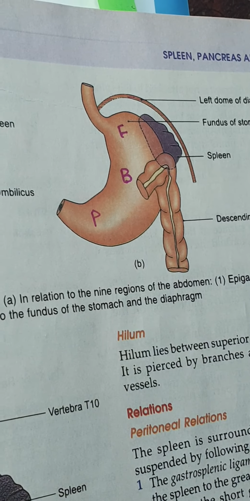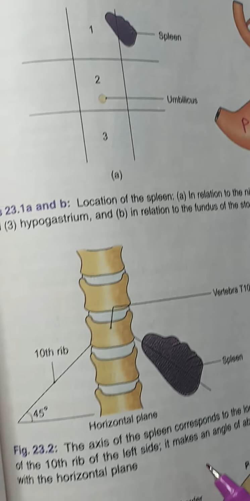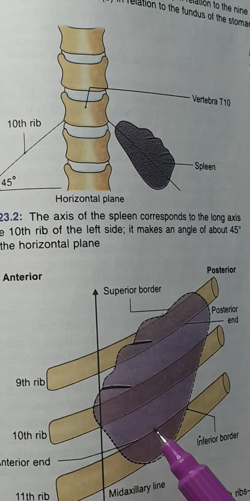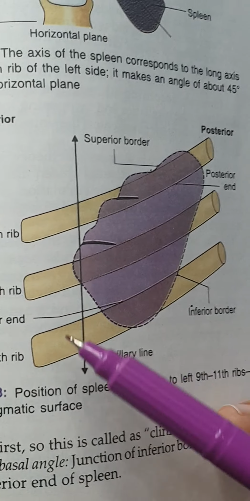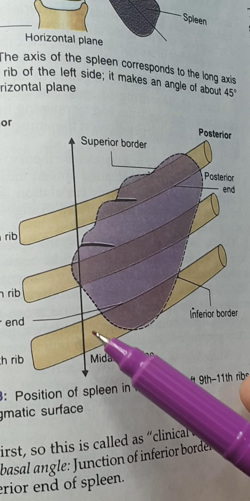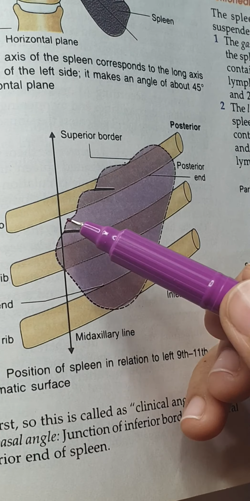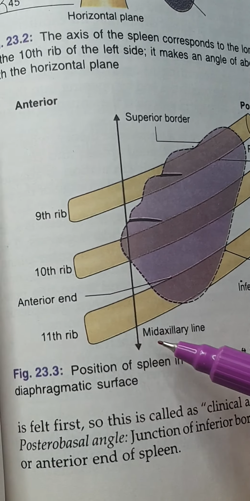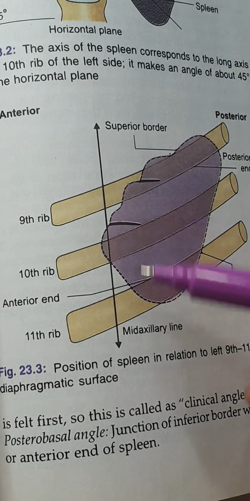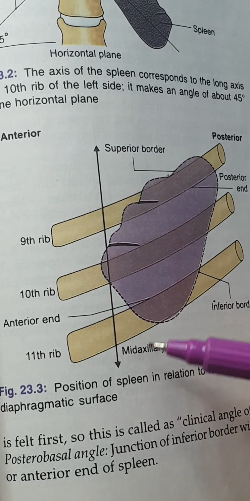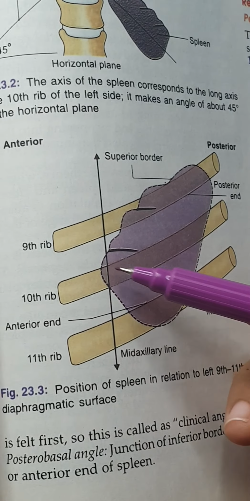Now talking about our next diagram, we told you that the spleen lies between the 9th and the 11th rib. So you can see here that spleen is present in between the 9th, 10th and 11th rib, and its normal extent is till the mid-axillary line. It's not extending further than it.